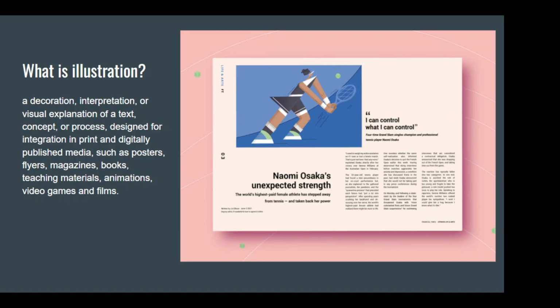It's a decoration, interpretation, or visual explanation of a text, concept, or process designed for integration into print and digitally published media such as posters, flyers, magazines, books, teaching materials, animation, video games, and films. In essence, it is using art skills to create a visual picture of some kind that's going to go along with another intellectual piece of property. Typically it's writing, but sometimes it can be forms of music or film, but it's an illustration that accompanies it. So it's us using our design and art skills.